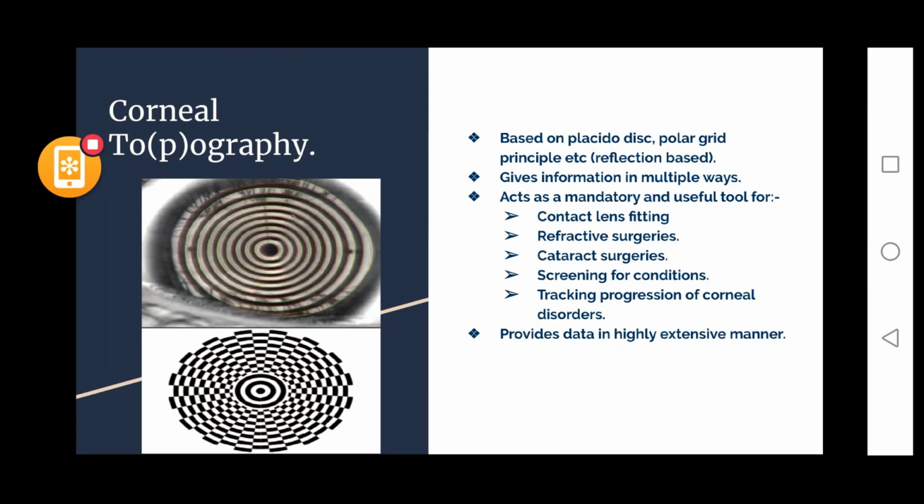So on the left side, you can see the upper photograph is showing you something known as Placido discs. What are Placido discs? These are nothing but concentric circles of a known radius. On the lower side you can see something known as a polar grid. These are built in a 3D manner. There is a huge difference between the Placido disc and the polar grid principle. However, we should remember that both of them are based on reflection analysis. What is reflection analysis? We'll come to that in a moment.